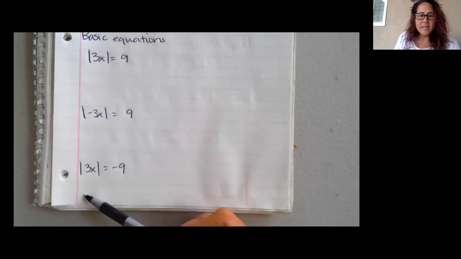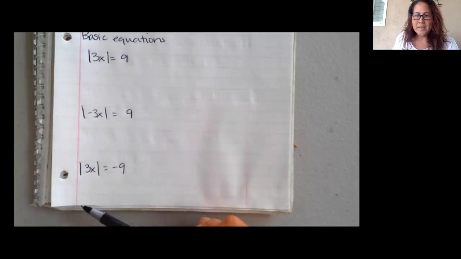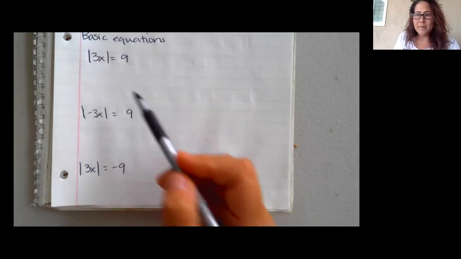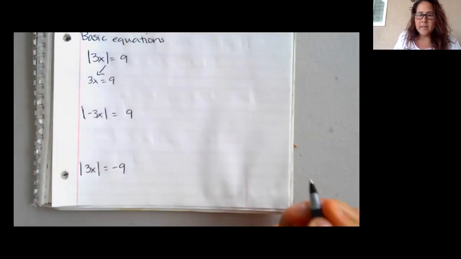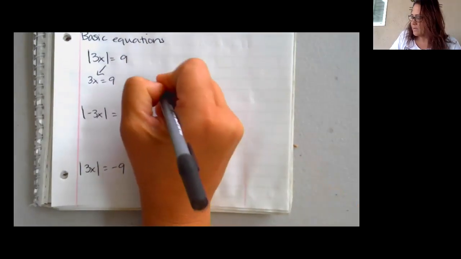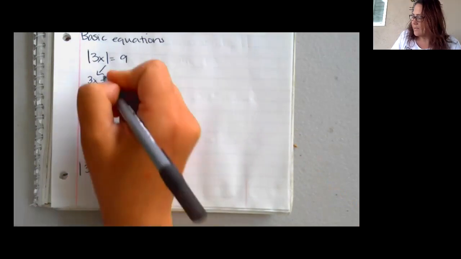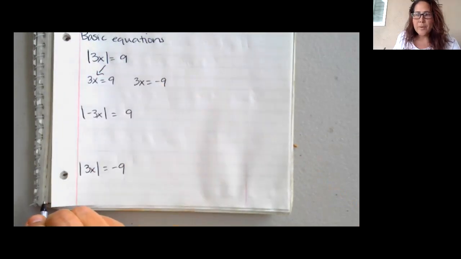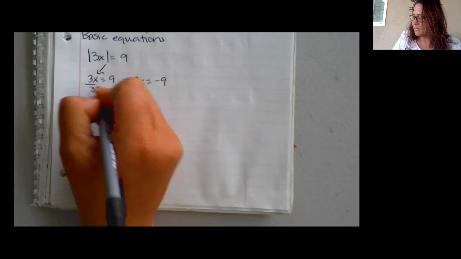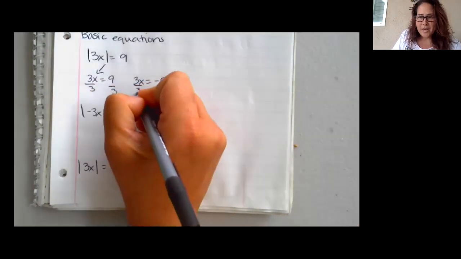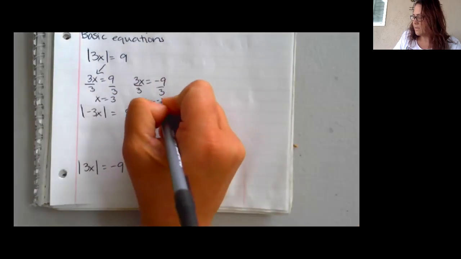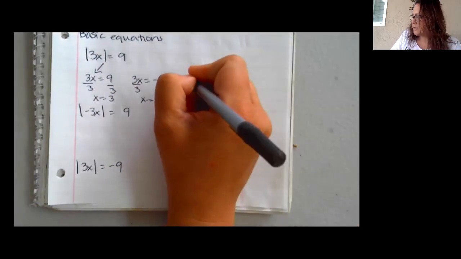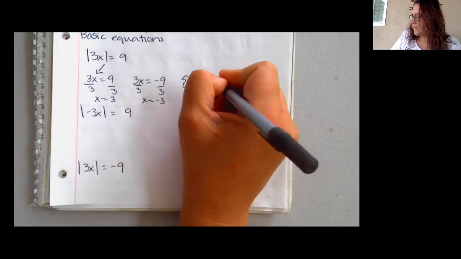In all three cases, the absolute value is already isolated. So I can split it up into my two equations. So let's do that. I have 3x equals 9, 3x equals -9. And then you're just going to solve these like you would a regular equation. Divide both sides by 3. Mind your negatives. I get x equals 3, x equals -3. My solutions for this are -3 and 3.